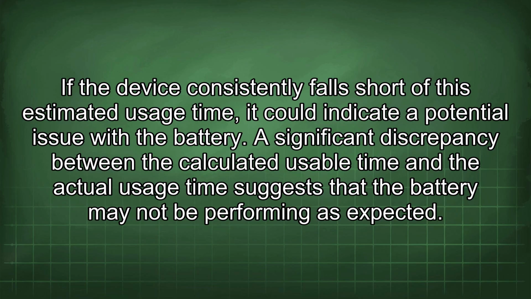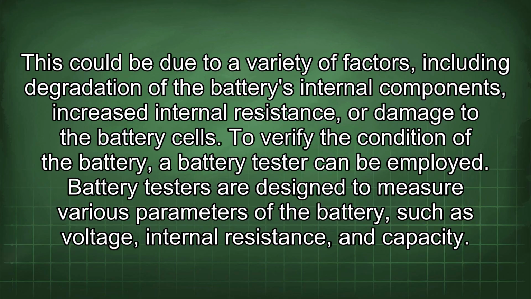If the device consistently falls short of this estimated usage time, it could indicate a potential issue with the battery. A significant discrepancy between the calculated usable time and the actual usage time suggests that the battery may not be performing as expected. This could be due to a variety of factors, including degradation of the battery's internal components, increased internal resistance, or damage to the battery cells.